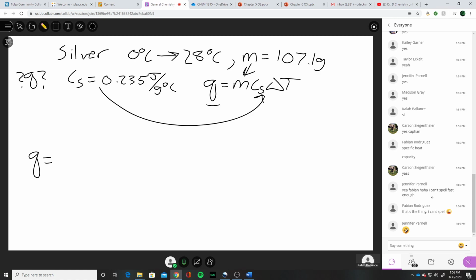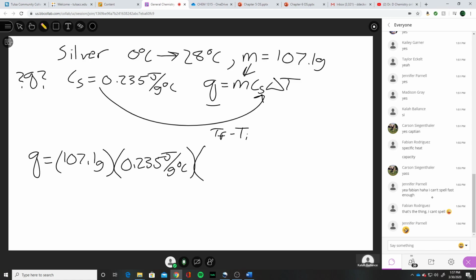So Q is equal to 107.1 grams times the specific heat, 0.235 joules per gram degrees C. And then if you remember, delta T is always final minus initial.